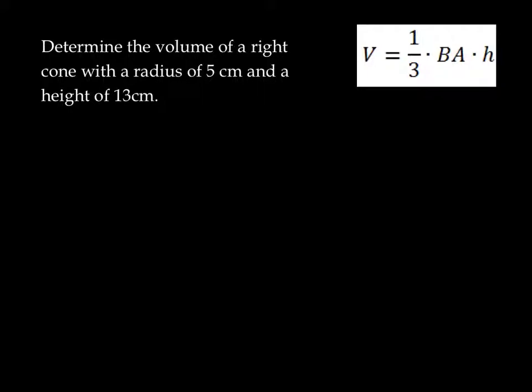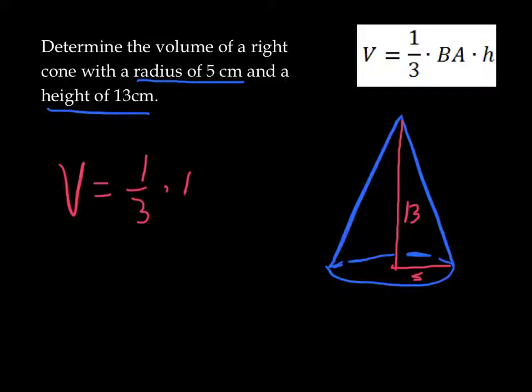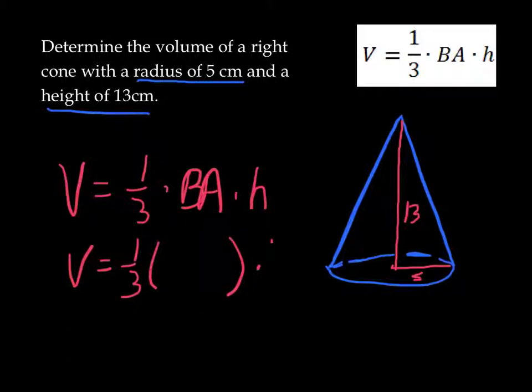Okay, let's take a look at a first example then. Determine the volume of a right cone with a radius of 5 centimeters and a height of 13 centimeters. So the basic image here of our cone looks something like this. Okay, and so we know that the radius of the base is 5 centimeters and the height is 13 centimeters. So the volume, again, is 1/3 times base area times height of 13.